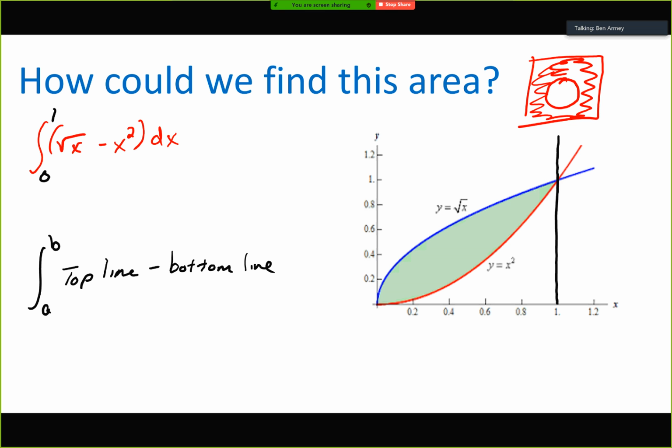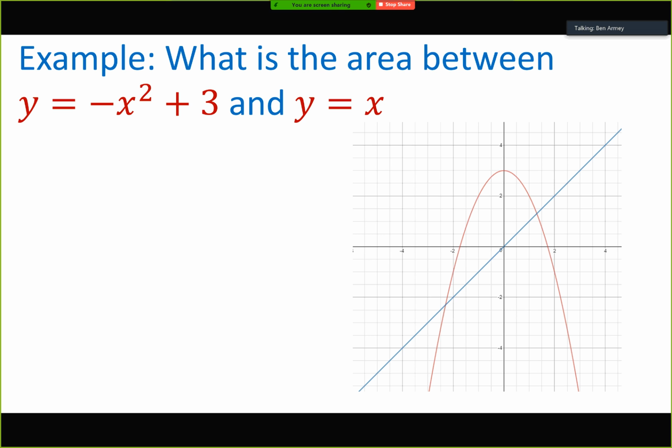Okay. All right, so that's how we find area between two curves. So let's actually do one. So this one, what is the area between y equals negative x squared plus 3 and y equals x?